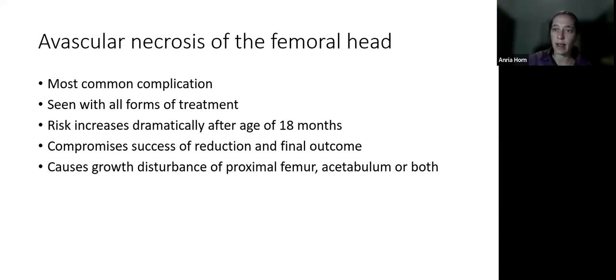Okay, so let's talk a little bit about avascular necrosis or growth disturbance, which is a preferred term for this phenomenon. It's the most common complication of DDH surgery. You'll never get it if you don't operate or if you don't intervene. It's not part of the natural history. You can get it with fabric harness, but it's mostly following surgery and seen with all forms of treatment. The risk increases dramatically after the age of 18 months, and I think that's just because everything's stiffer and harder to treat. And it compromises the success of your reduction and your final outcome.